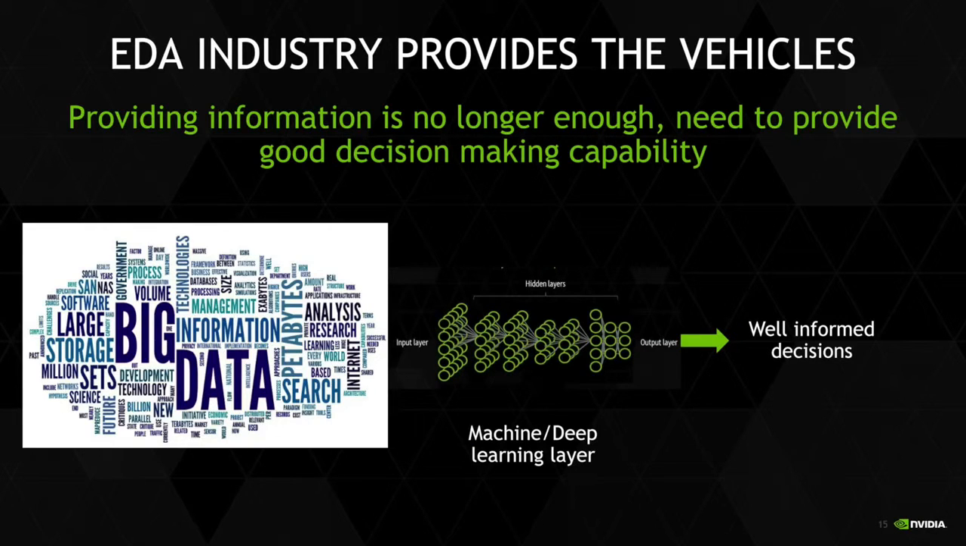So what needs to happen for the EDA industry is stop just providing us with data. Data is nice, but we really want decisions. And so all you need to do is put a layer in the machine, in between the data and the decision, and the machine algorithm will learn about what the decision should be by looking at the data. And the EDA industry is in a perfect position to do this type of work. So that concludes my really brief introduction about machine learning. Thank you.